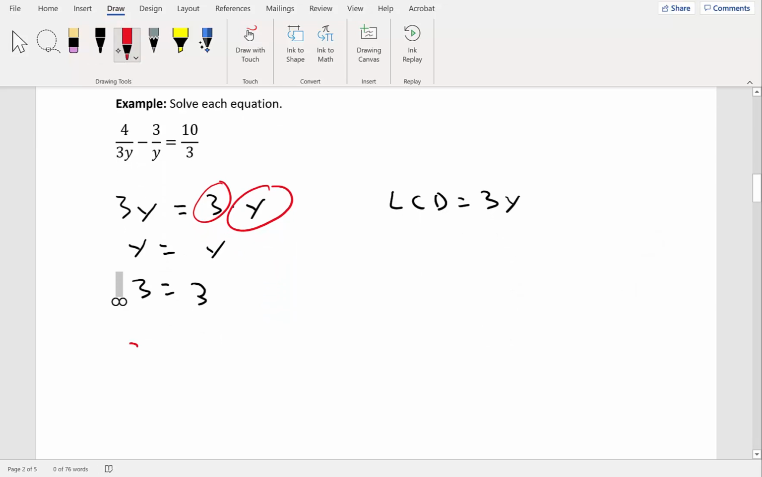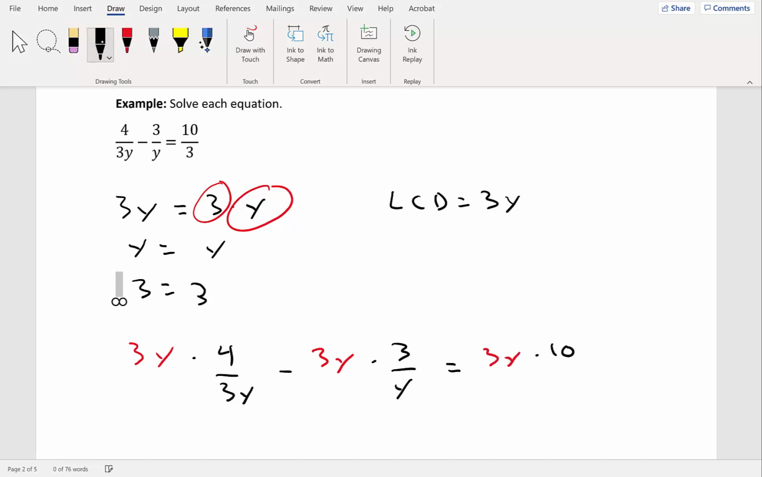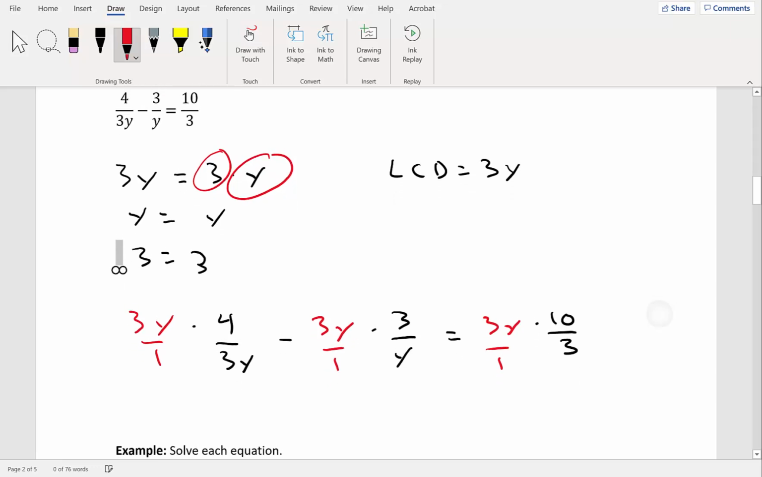So I have 3y times 4 over 3y. I have minus 3y times 3 over y. And I have equal to 3y times 10 over 3. Okay, let's go ahead and change all these 3y's into fractions, put a 1 underneath them. And now we could cross cancel with each one of these. So cross canceling, okay, 3 cancels out, and y also cancels out, leaving me with just 4.